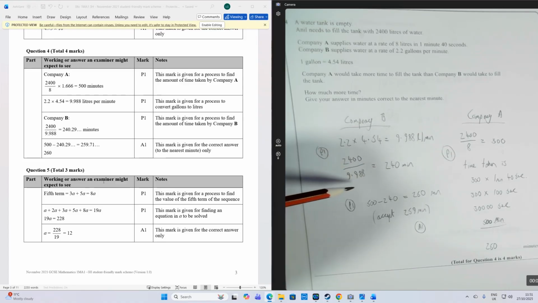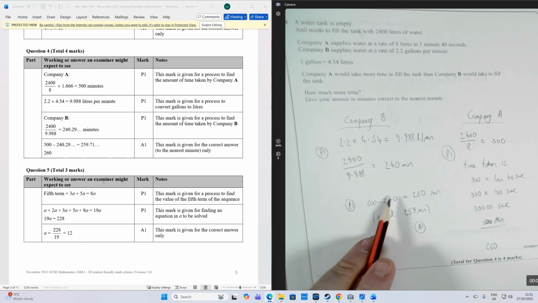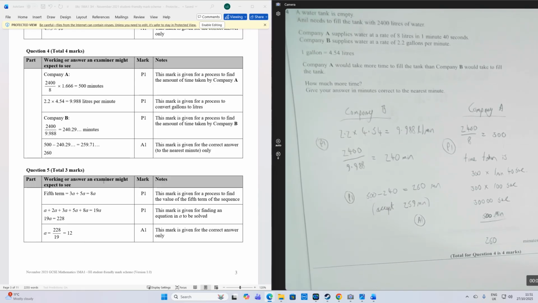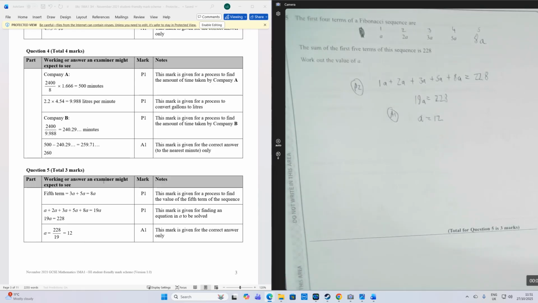Okay, so therefore the time difference between the two companies is going to be 500 take away 240, which is 260. So 260 minutes is how much longer it's going to take Company A to fill the water tank.